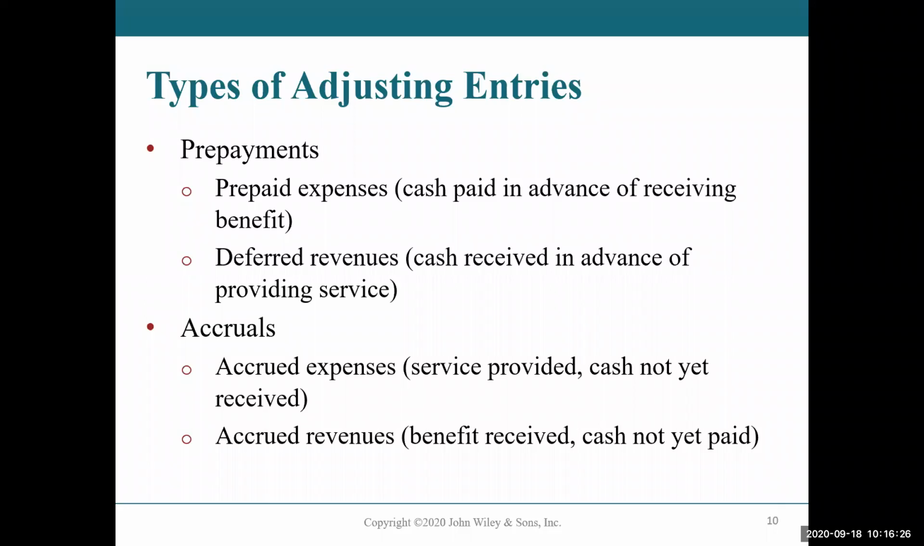So under the accrual, we can have accrued expenses as well as accrued revenues. Accrued expense is something where the service has been used up, but the cash has not been paid yet. So something like a utility bill. You know you have used the service, but we haven't paid cash for that. On the other end, we have accrued revenue, where the revenue has been earned, but we haven't billed it yet. That's why there is no cash.